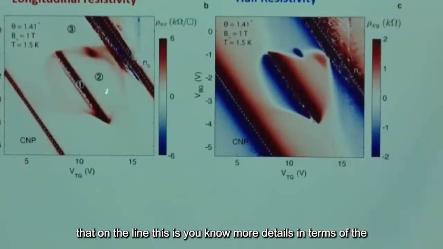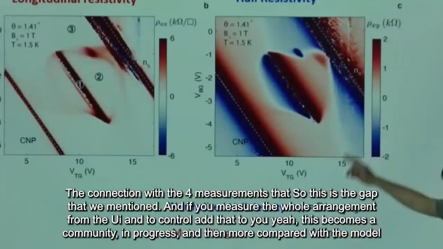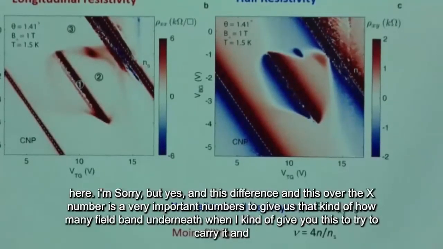So this is again the spin polarized gap that we just mentioned. And if you measure the Hall measurement nearby, the typical way is you measure the Hall and then the normalized Hall density, and this becomes integer numbers, and then you compare with the moiré filling. I'm sorry, there is supposed to be a negative sign, and the conversion makes this weird symbol. This difference, the so-called X number, is a very important number that tells us how many field bands are underneath giving these charge carriers.